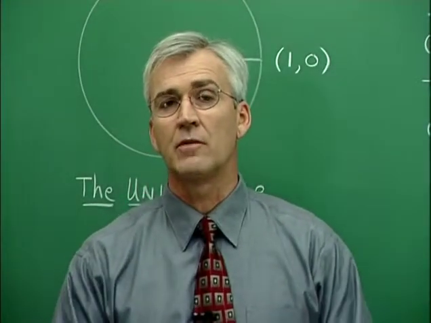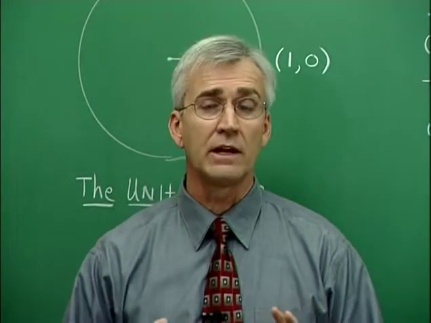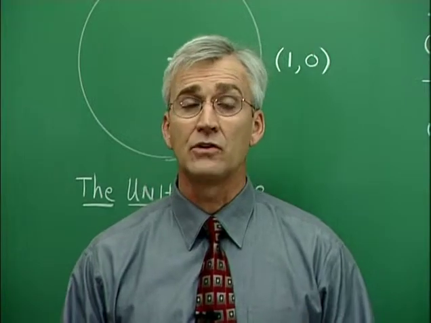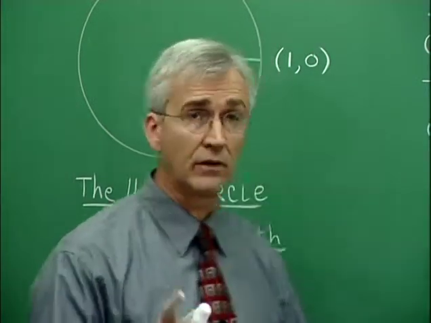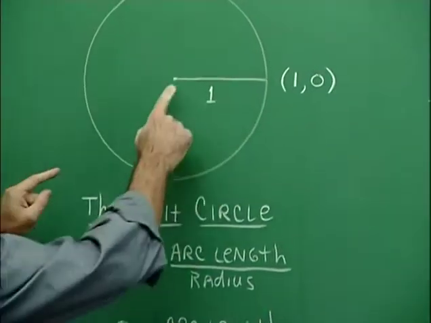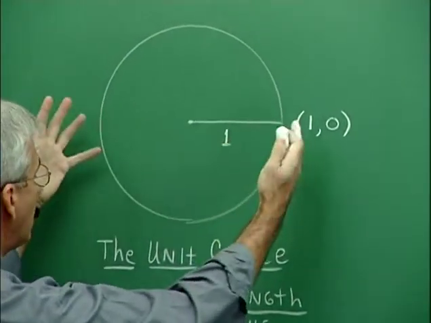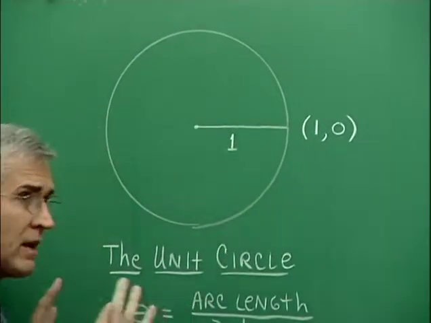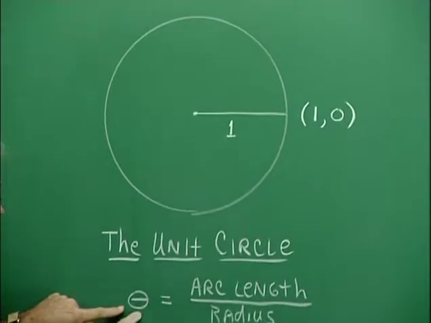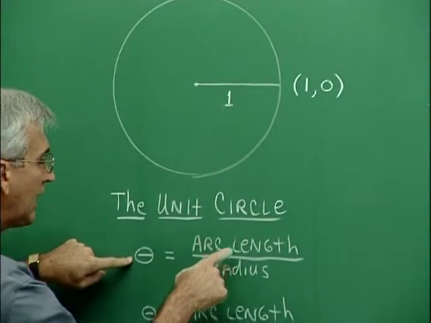In studying trigonometry using the idea of radian measure, we get high mileage out of considering the unit circle. Now, the unit circle is a circle whose radius is 1. So here's a unit circle. Now, with radian measure, we know that theta is equal to arc length over radius.